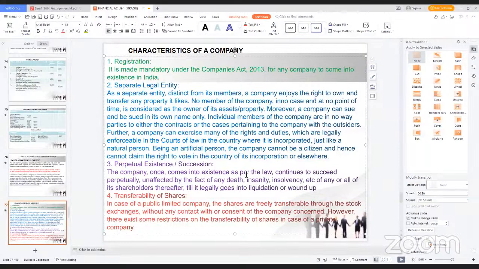And the next one is transferability of shares. Shares can be freely transferred on the stock exchange without any consent of the company concerned. You can transfer your shares to anyone. There may exist some restrictions on the transferability of shares, for example in the case of a private company.